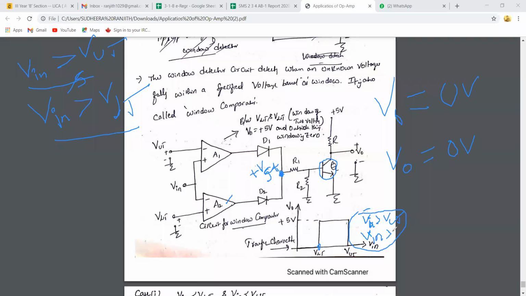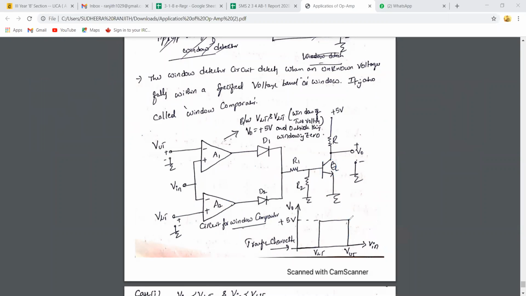What is the output here? In this region, what is the output voltage? 0, sir. 0 volts. Similarly, in this region, what is the output? That is the first case. Vin is less than VLT, Vin less than VUT. 0 volt, right, sir. 0 only.